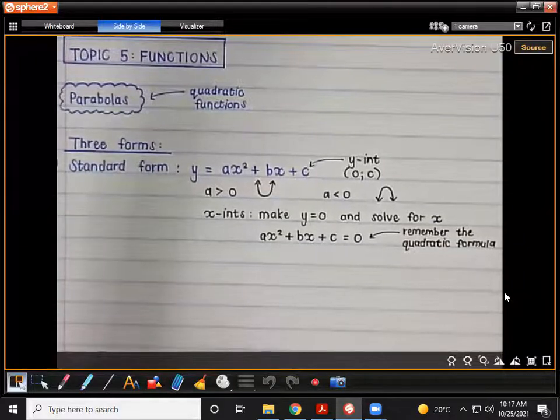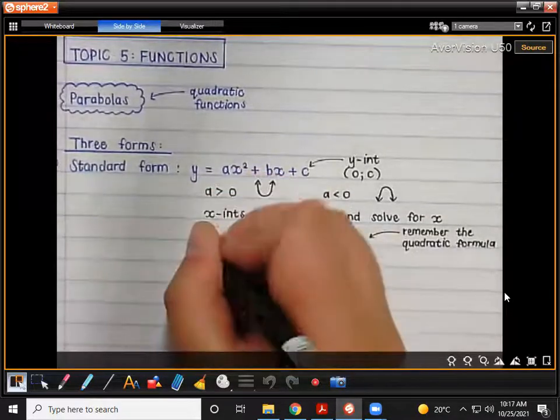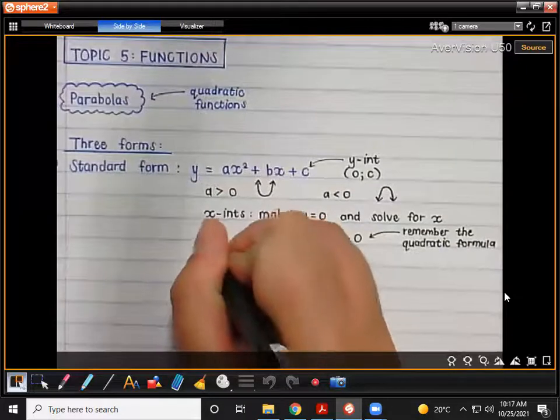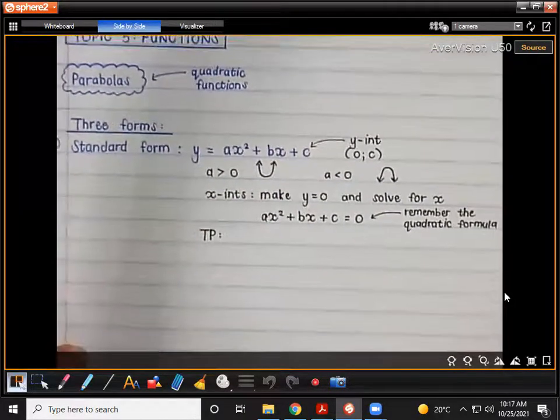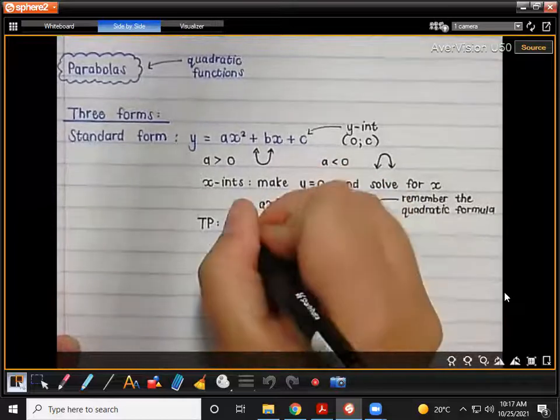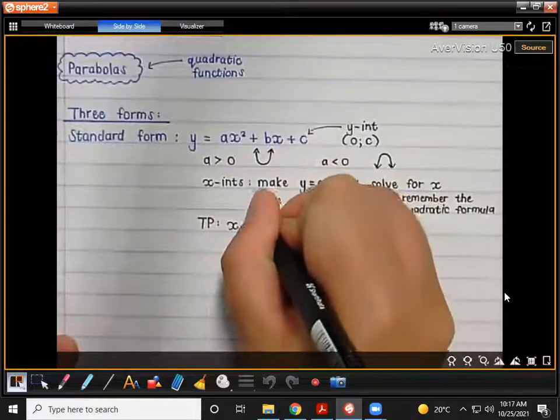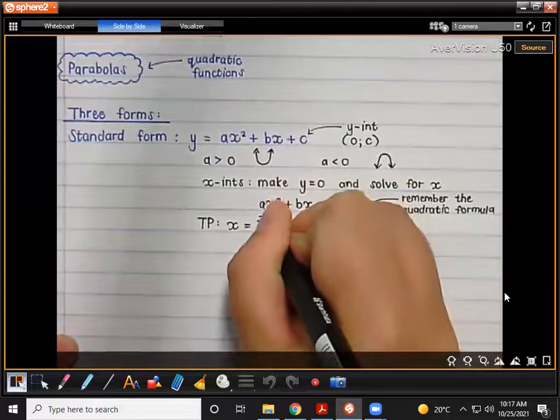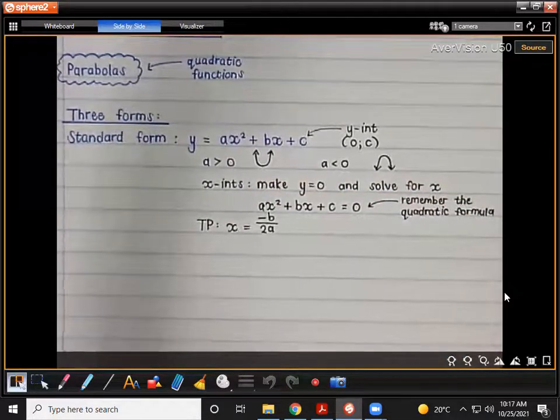Now guys, the thing that we can't see when we're looking at this form, at standard form, is actually the turning point. And when you're drawing a parabola, you have to always draw or plot the turning point. There is a specific formula that we use to calculate the turning point. So I'm just going to write here for the turning point, we'll just use TP as an abbreviation. The formula is x equals negative b over 2a. Guys, that gives us the x value of the turning point.